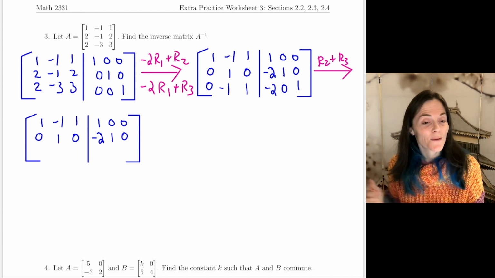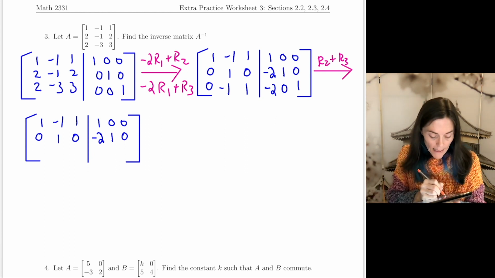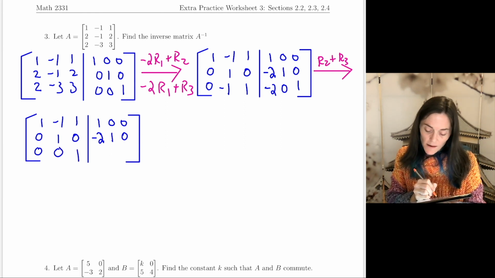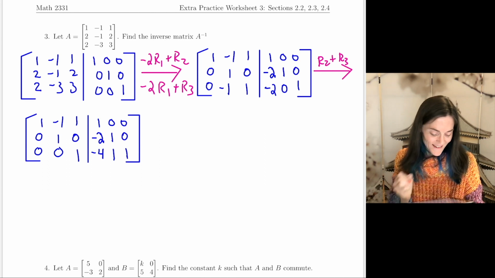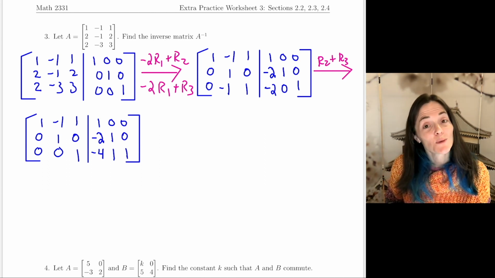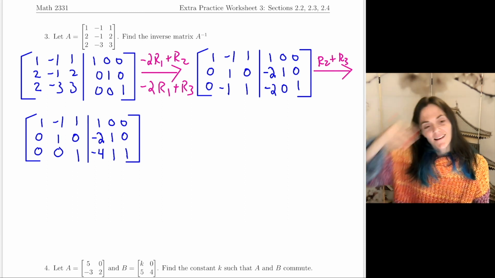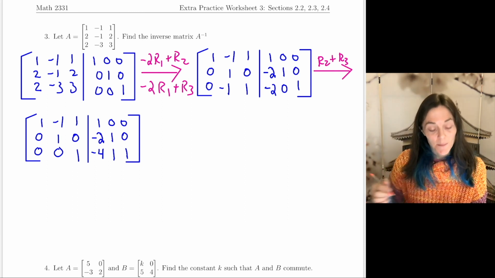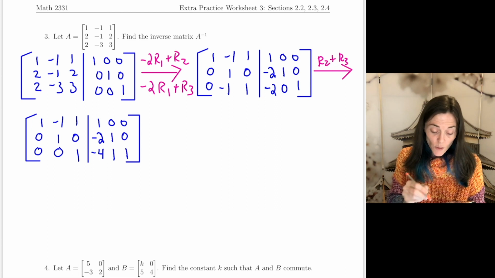Row 1 and 2, I am not changing in this step. I get 0, 1, and then we have -4, 1, 1. Now I really only have 2 more steps. I have my leading 1s along the diagonal, which is what I'm looking for. So I only have 2 more steps here.